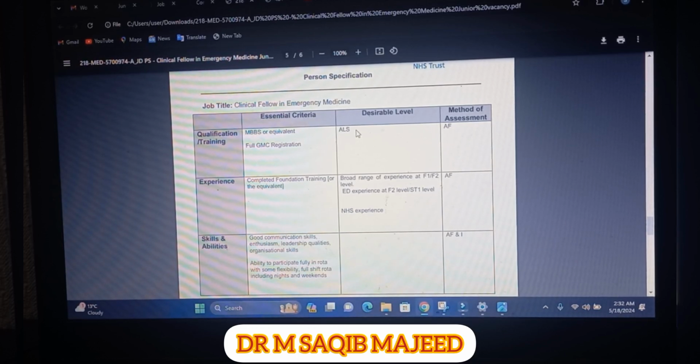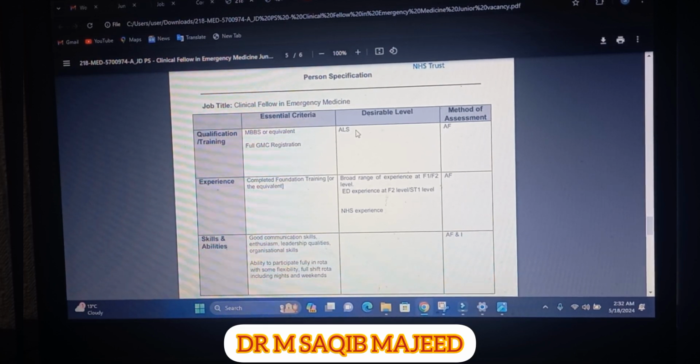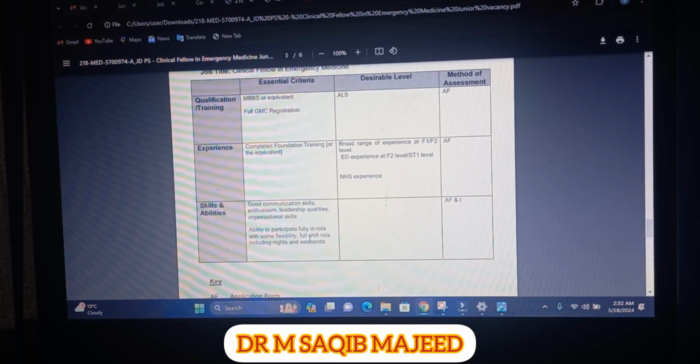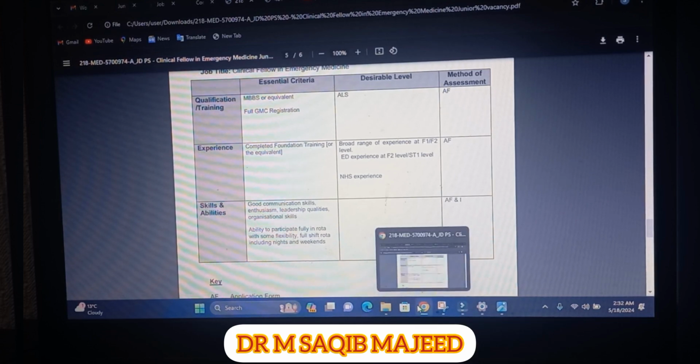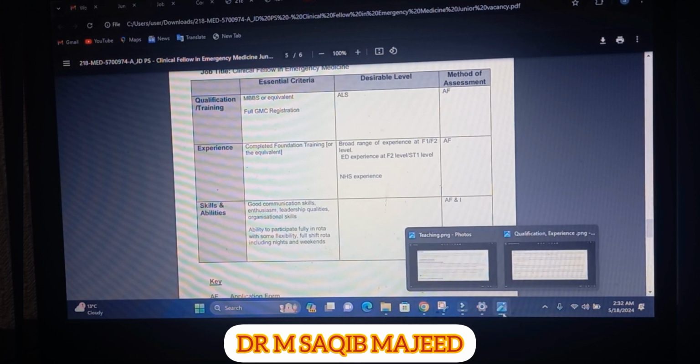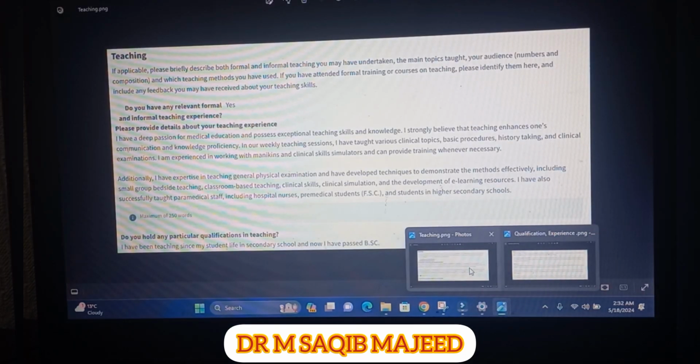If you have done other association courses like BLS, PALS, or other courses, you can mention them here also, right? Only the relevant ones. And if you see the third heading, the skills and ability, they have asked only two things: the communication skills and the ability to be flexible according to the rota, because you are applying in emergency medicine in this job. And in emergency medicine you have to work in unusual hours, in the nights, in the weekends. So they are asking about that ability also.